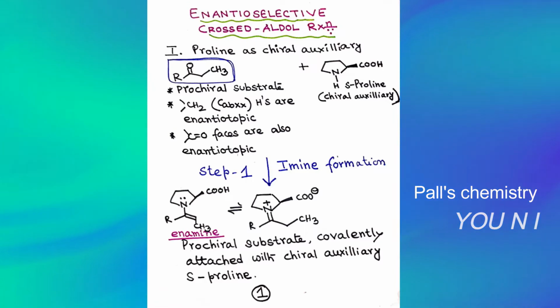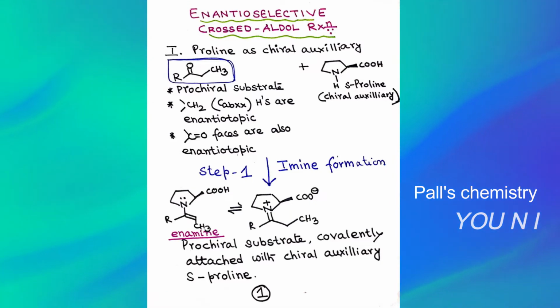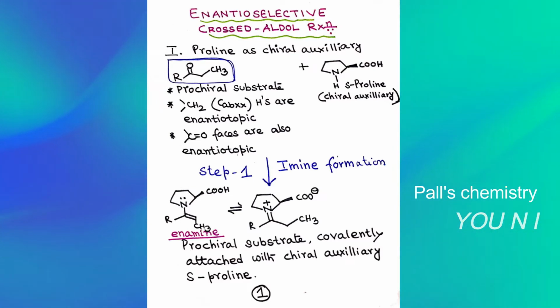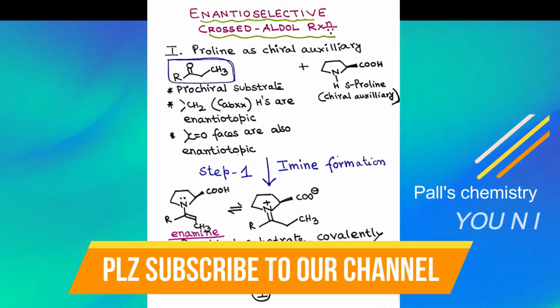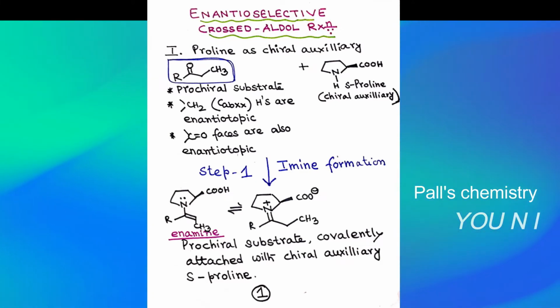Now let us move to our discussion, where our prochiral substrate RC=O CH2CH3 will undergo the reaction with the chiral auxiliary S-proline. Now let us introduce our prochiral substrate. This substrate contains enantiotopic hydrogens next to the C=O. Adjacent to the C=O there is one CH2 group.